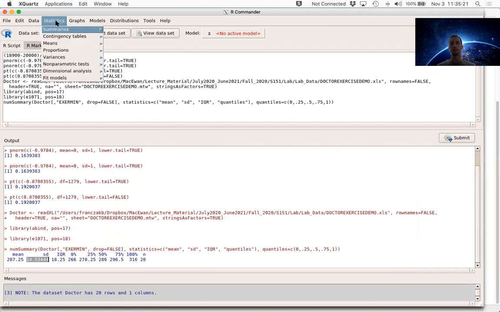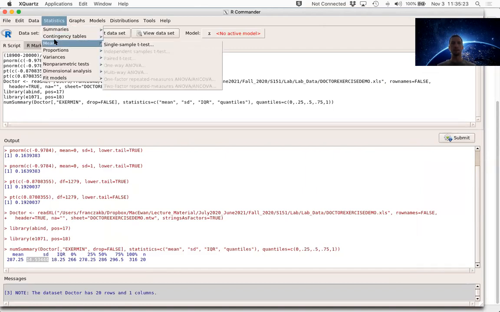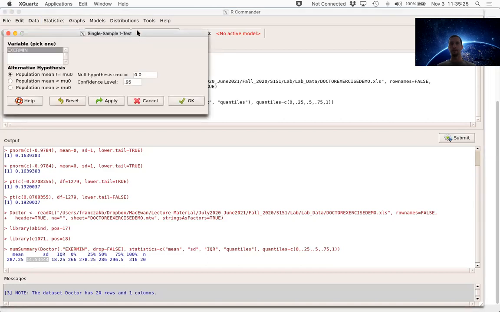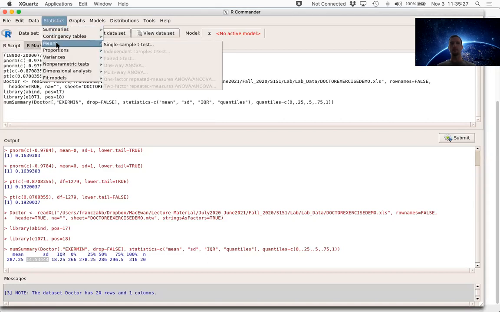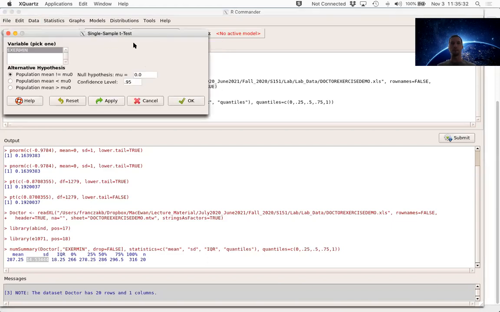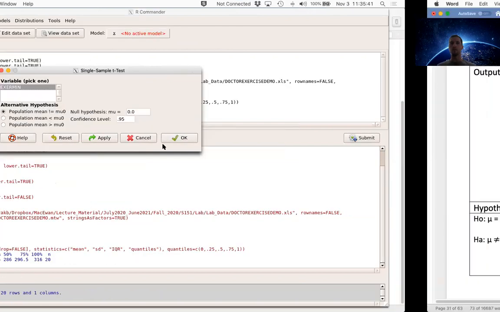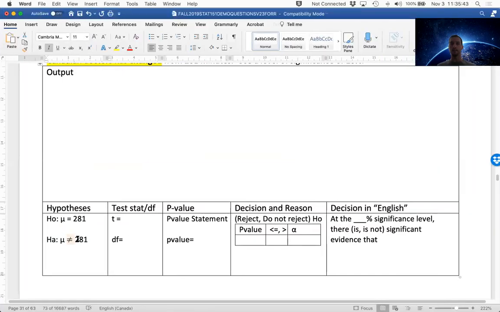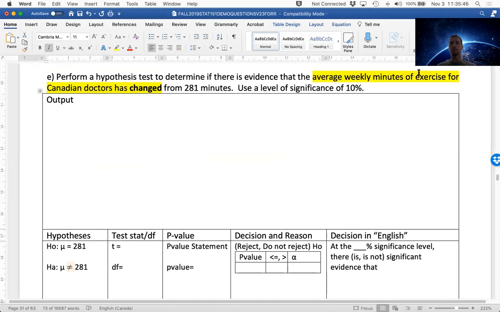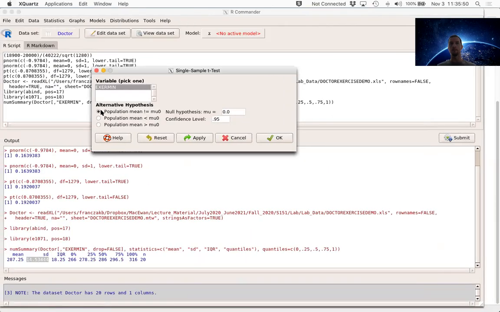So if we click statistics, means, single sample t-test. So again, that's statistics, means, single sample t-test. The same commands we use for the interval. We would choose our variable, which is exercise minutes. We would choose our hypothesis. Now remember that we are doing a two-sided test because the language has asked if the minutes has changed from 281. So we have a two-sided test clicked here.